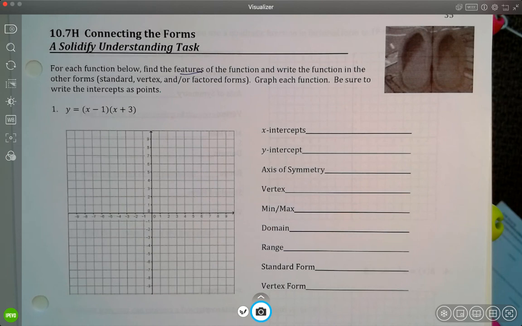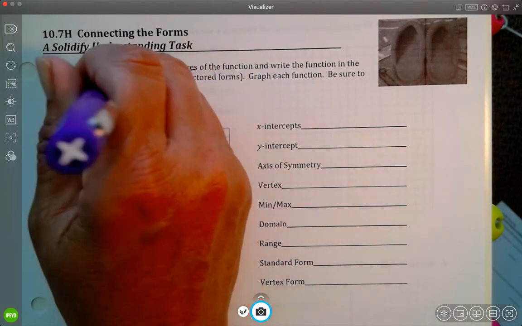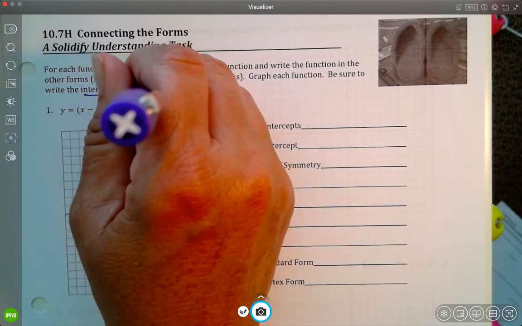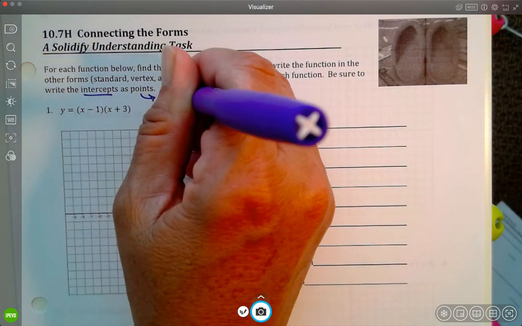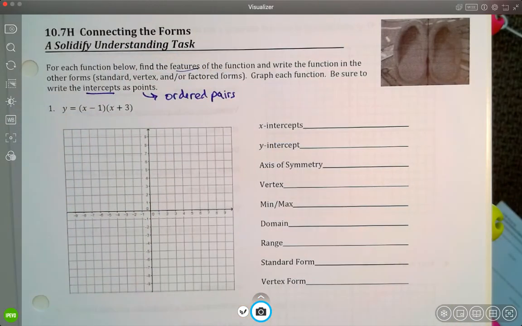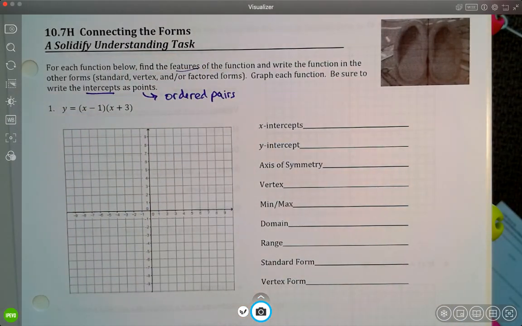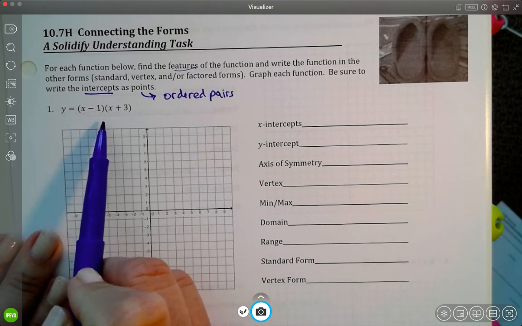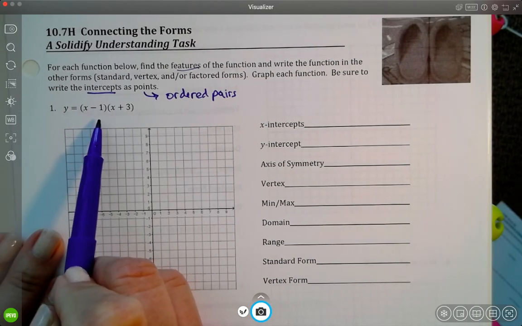Graph each function and be sure to write the intercepts as points. It's saying to be sure that I write the x-intercept as ordered pairs. It's not like the x-intercept is 6, the x-intercept is 12, or whatever. You write them as ordered pairs. Okay, so now recognize the form that you have and see what you can get readily from it.